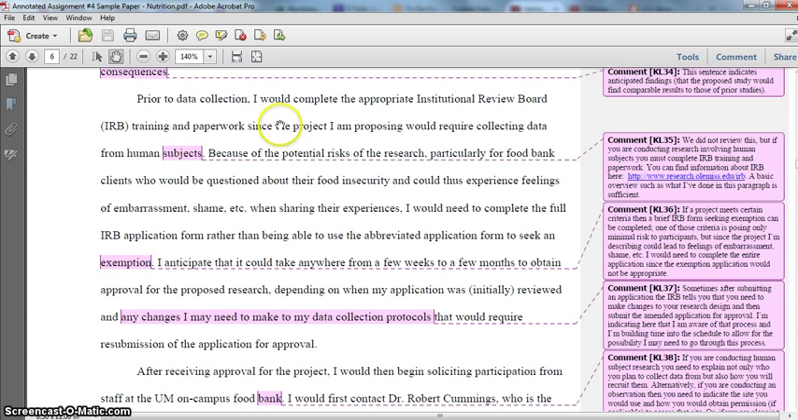So as I pointed out in the content of my paper, because of the nature of what I would be asking, particularly for the food bank clients who I would be asking about their food insecurity, that could prompt feelings of being embarrassed, of being ashamed, and so that could pose some mental or emotional distress. And so I would have to go through the full training and paperwork. You would have to go through the training either way, but I would have to complete the full application.